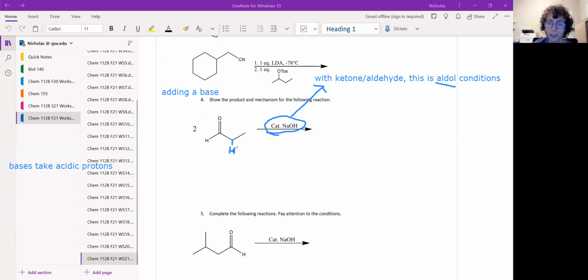Remember, we've talked about how alpha hydrogens are a bit acidic. They have a pKa of like 20, which isn't super low, but it is low enough to react a little with this base. And that would be the first step of this mechanism. The hydroxide will take this alpha hydrogen. And that will lead to the formation of an enolate.